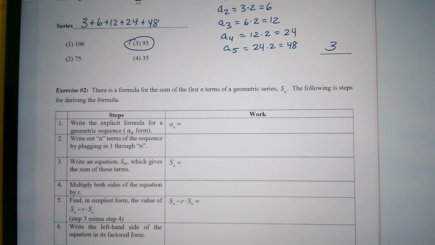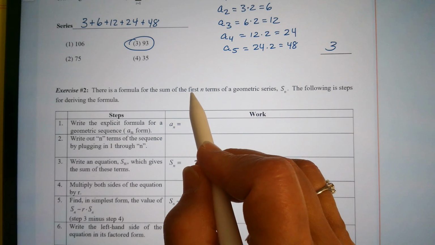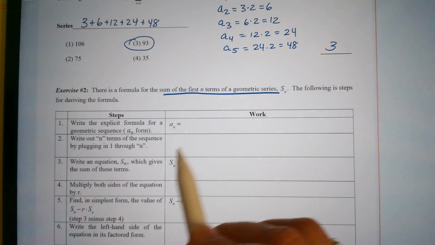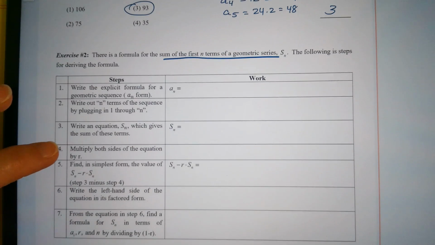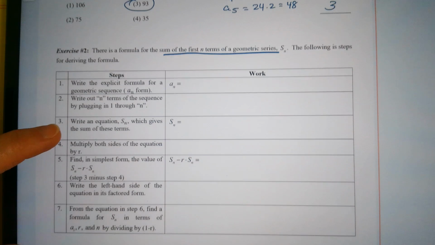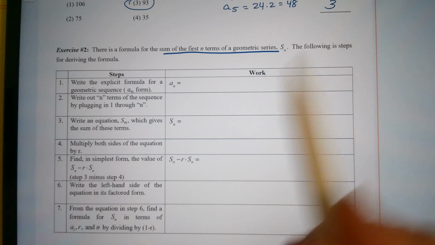Now, there is a formula for the sum of the first n terms of a geometric series. The following is the steps in deriving the formula. I'm going to go through this. If you find it too complicated, you are more than welcome to just skip this portion. So fast forward ahead to the next page.